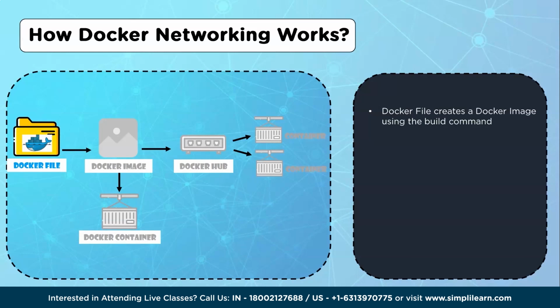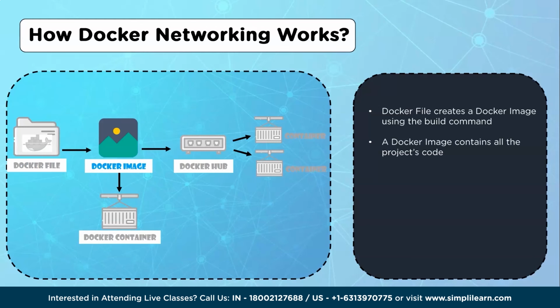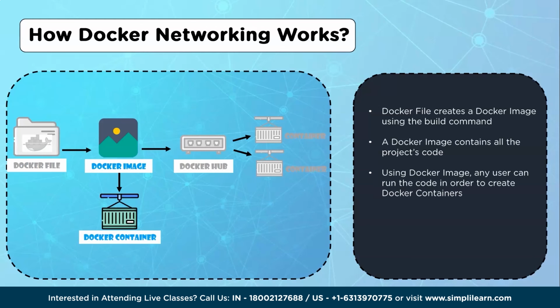So a Dockerfile creates a Docker image using the build command. A Docker image contains all the project source code and all the dependencies. Using this Docker image, you can run the source code in order to get a Docker container. The moment you initialize or run an instance of a Docker image, you will get a Docker container.